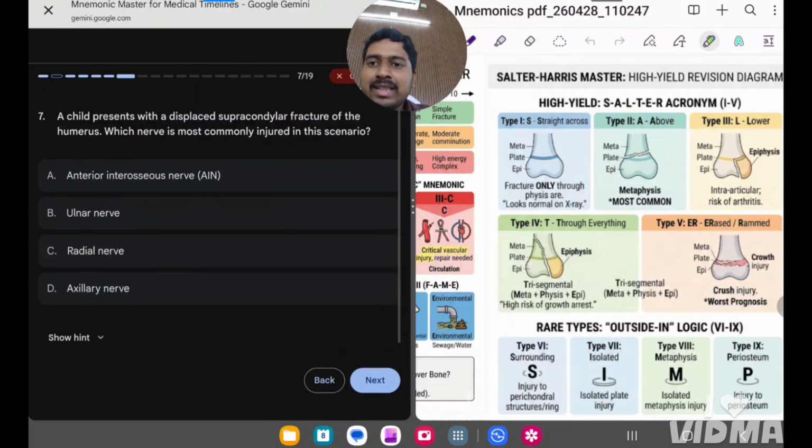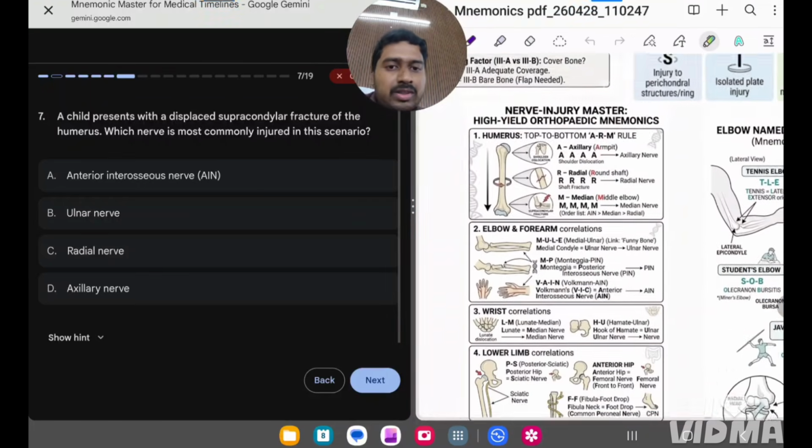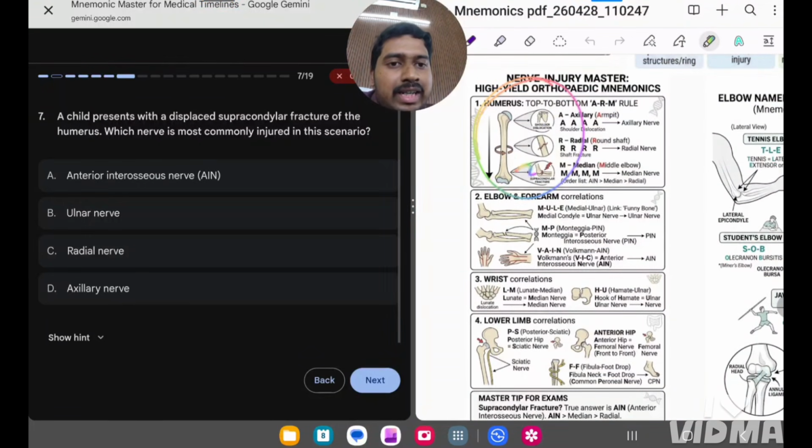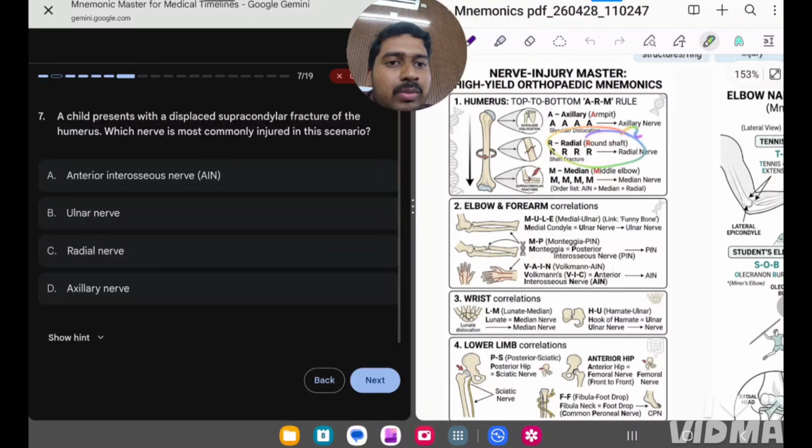Okay, next. Child presents with displaced supracondylar fracture, which is a common nerve injury. So supracondylar means above the humerus. Okay, do you have a mnemonic for this? I think yes, nerve damage. So in the humerus, over the shaft we have the radial nerve, in the axilla we have the axillary nerve, and below that is supracondylar fracture. Over the median part we have the median nerve.